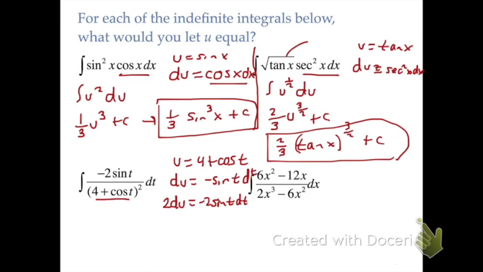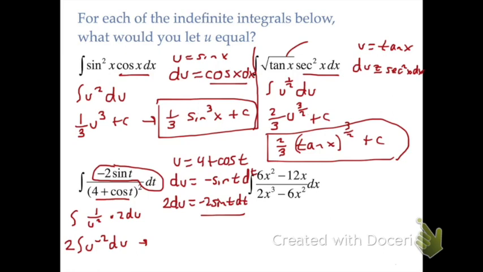So now this part right here replaces this part right here. What we're left with is the integral. We have to replace the negative 2 sine t dt with 2 du. This is 1 over u squared times 2 du. I'll make this look a little better. I'll bring the 2 up front. We have the integral of u to the negative second power du.